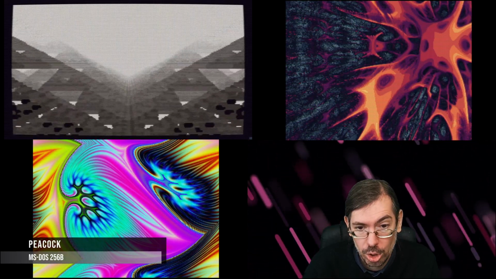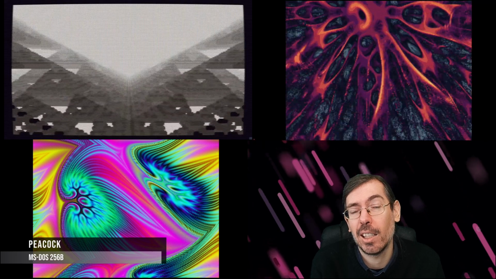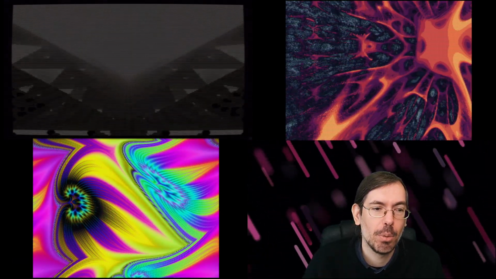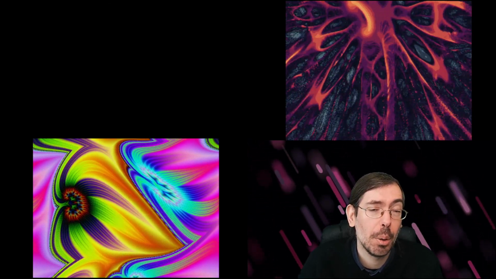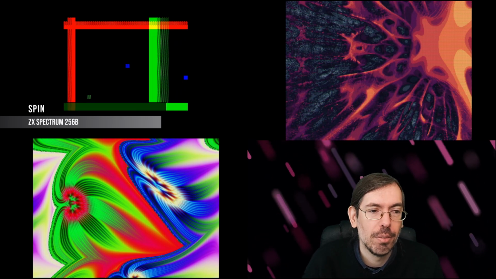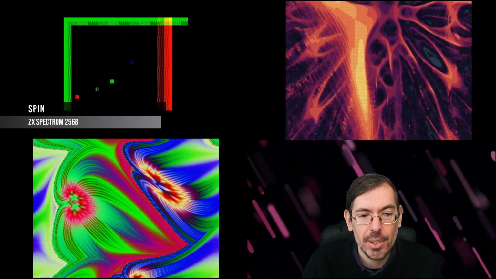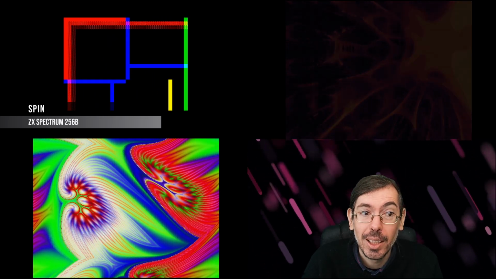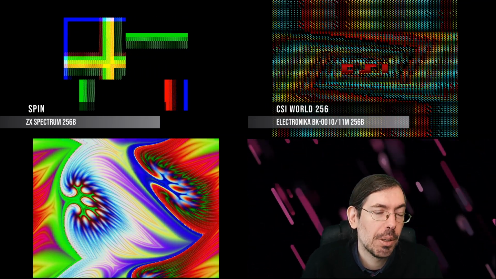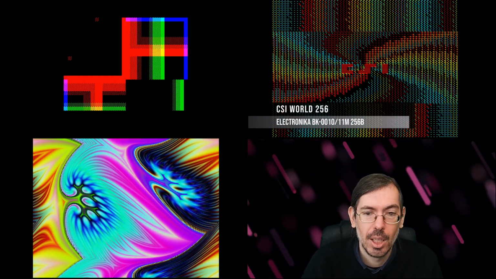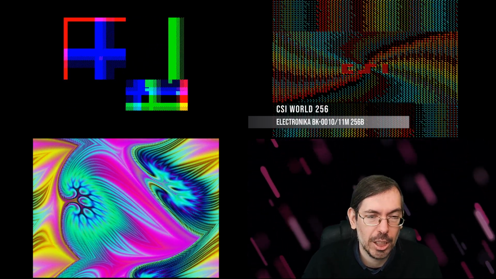for the MS-DOS. They also had a couple of releases for specific old-school computers. The ZX Spectrum in particular had a very interesting 256-byte intro competition. It was won by Spin of Gauguin, very interesting release. And then for the BK001001, we had CSI World 256 bytes by Kuvo, who got first place. Also very cool, worth checking out.